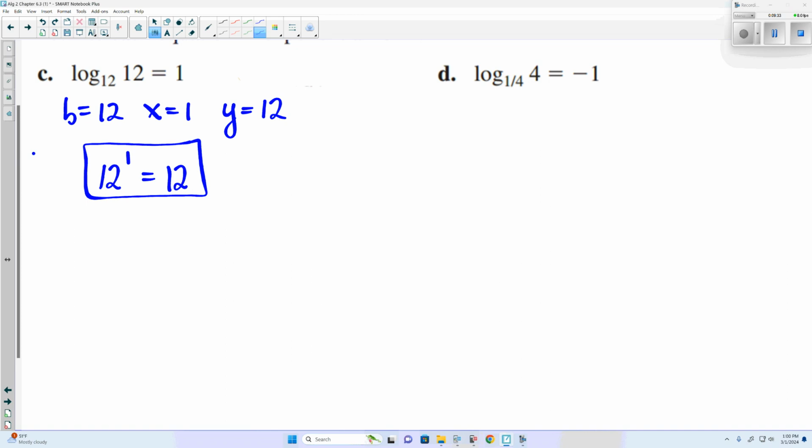Now, we don't always have to write out the b, x, and y. If that helps to keep it straight, keep it organized, do that. But even if we didn't write it, our base for this is what? 1/4. And this would be negative 1. 1/4 to the negative 1 is equal to 4. I need to get this right.